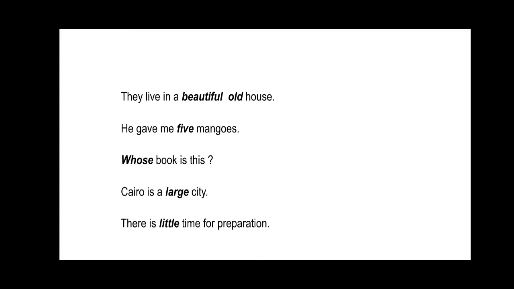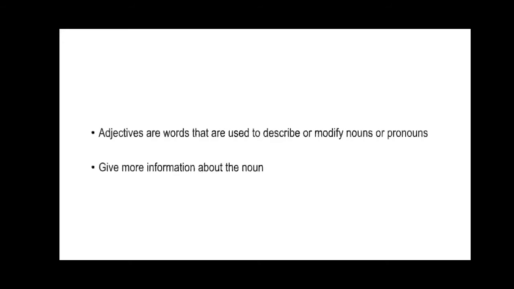Whose book is this? Here it is in a question format. Cairo is a large city. There is little time for preparation. How much time? Little time. These words are giving more information about the noun, and these words are called adjectives. And today we will learn about adjectives.